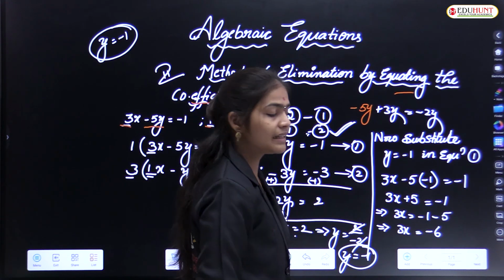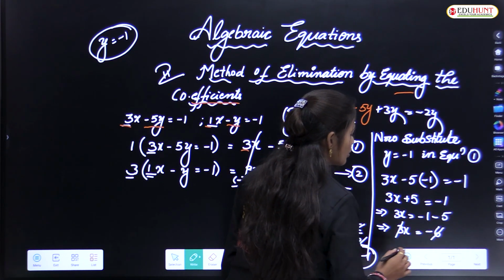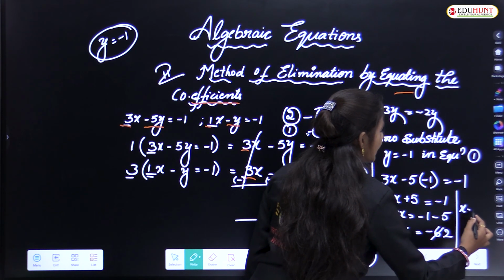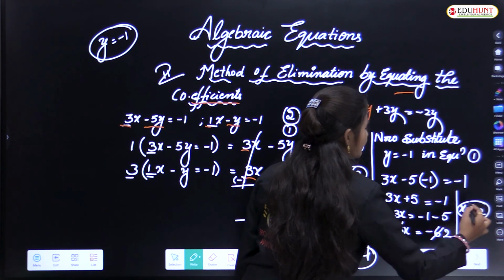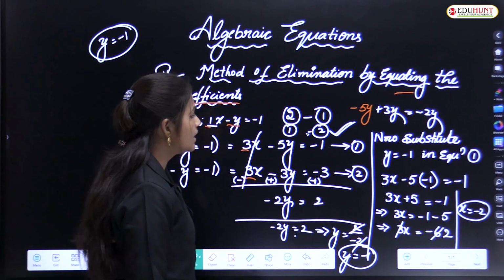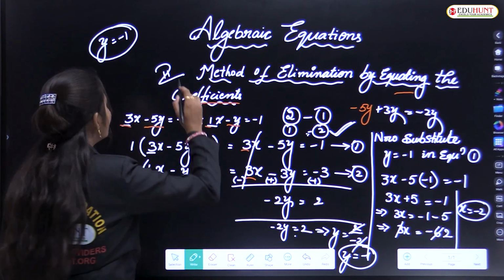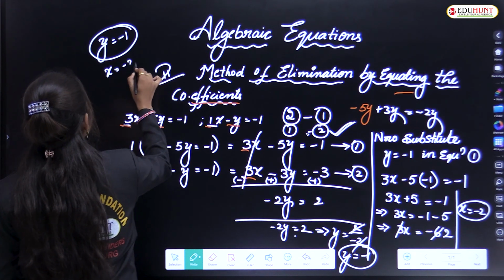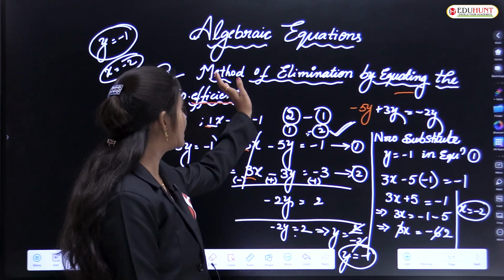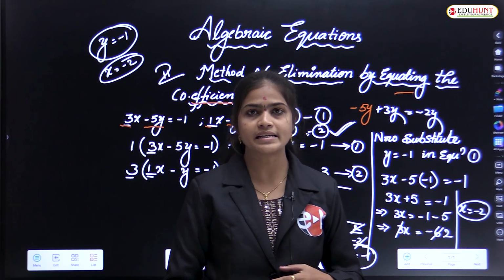We got that 3x is equals to minus 6. So we can cancel the constant terms, 3 ones are 3, 3 twos are 6. So we can say that x is equals to minus 2. Okay, so x is equals to minus 2 and y is equals to minus 1. So the same values we got in the previous method or not? In that method of substitution we got the same values, no? x is equals to minus 2, y is equals to minus 1.